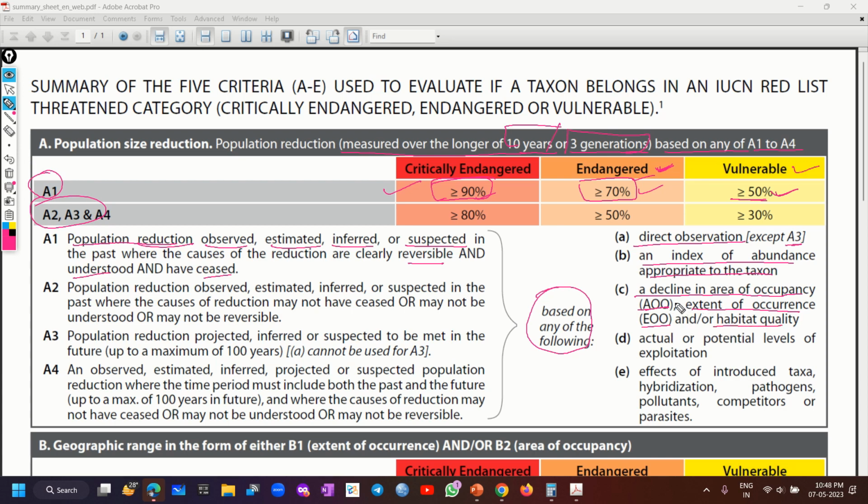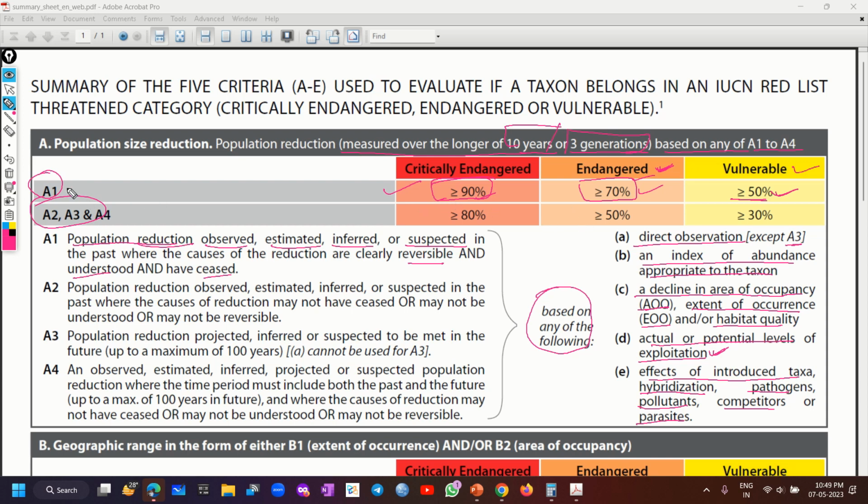So the population size reduction can also be discussed. Okay, so a decline in the area, and the actual or potential level of exploitation. If exploitation is there, then it will also come under this one. And the effects of introduced taxa, hybridization, pathogens, pollutants, competitors, and parasites. Okay, so these are found, and these can happen.